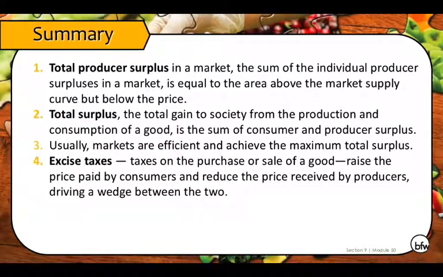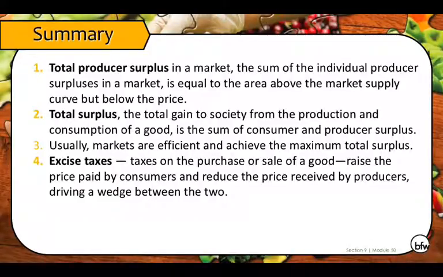So what have we learned in this module? Module 50 on efficiency and deadweight loss in the market. Well, we've learned about the concept of total producer surplus in a market. We've seen that total producer surplus is the sum of the individual producer surpluses in a market, and that's equal to the area above the market supply curve but below the price. But total surplus, the total gain to society from the production and consumption of a good, is the sum of consumer and producer surplus.